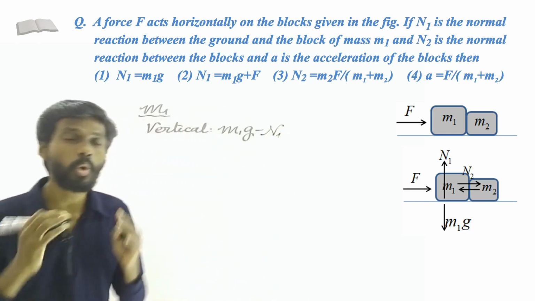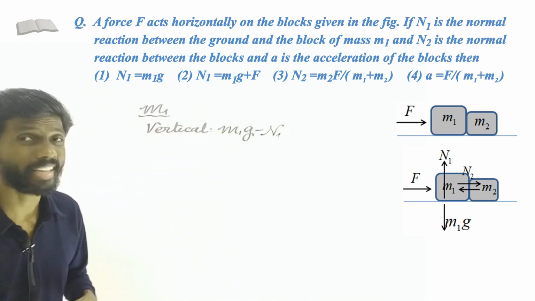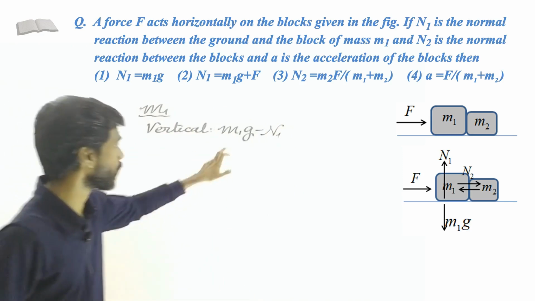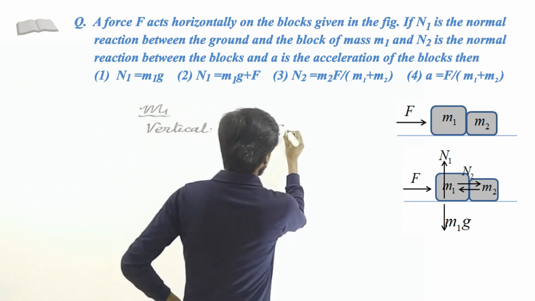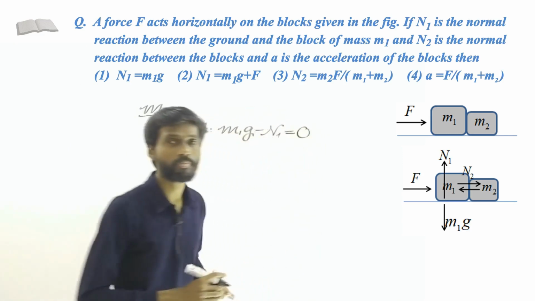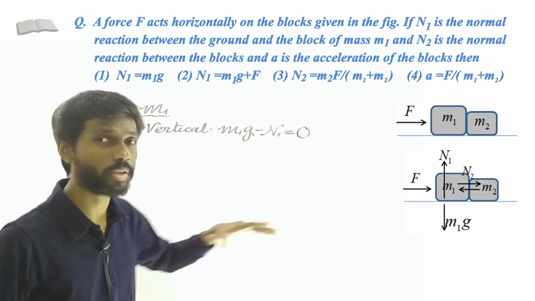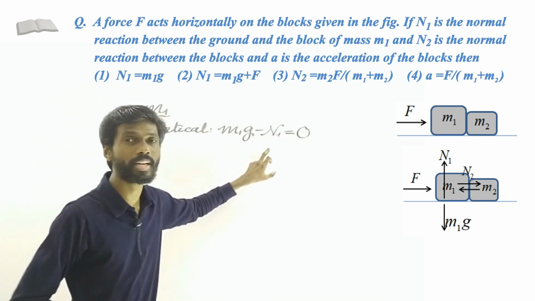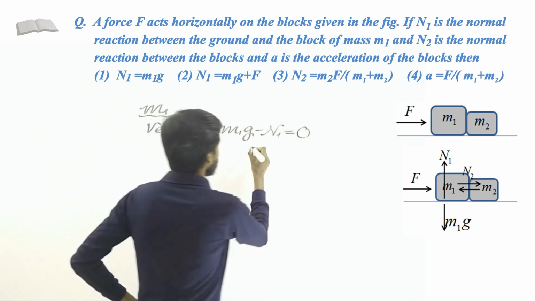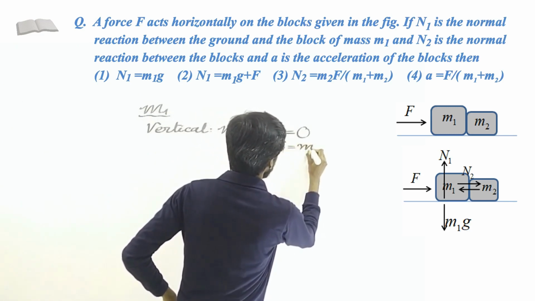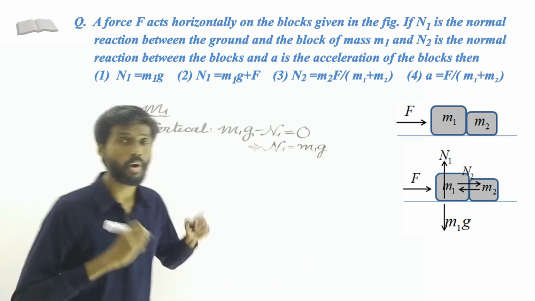So this is the total force acting on the block M1 in the vertical direction: m1g in the downward direction and the normal reaction in the opposite direction. But that must be equal to 0 because this object is in vertical equilibrium, so no acceleration in the vertical direction. The acceleration is only in the horizontal direction. So the total force in the vertical direction is 0. That gives you the value of N1. So N1 equals M1G. That is the normal force between the block and the ground.